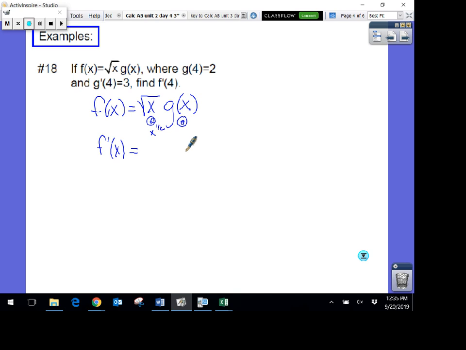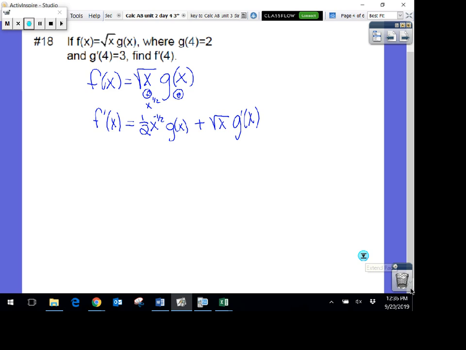We need to change that radical to an exponent. So 1/2 comes down in front, 1/2 x raised to the 1/2 minus 1, so negative 1/2, times g of x, f prime g, plus f, square root of x, or x to the 1/2, it doesn't matter because we're just writing it down. We're going to evaluate. So x to the 1/2 right there, or the square root of x. That is what our first term was. g prime of x is just g prime of x. We don't know what g of x is. So g prime x. That's all we got.